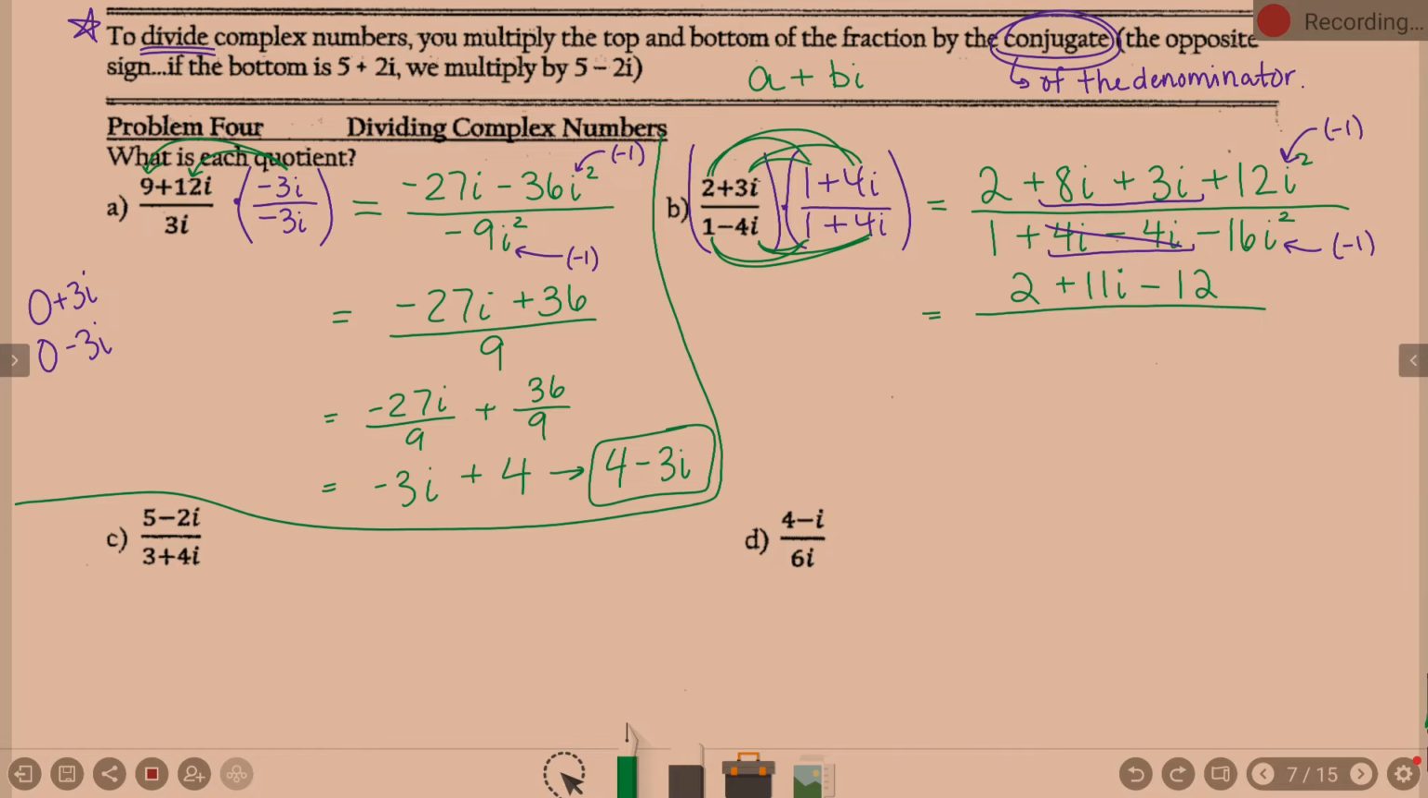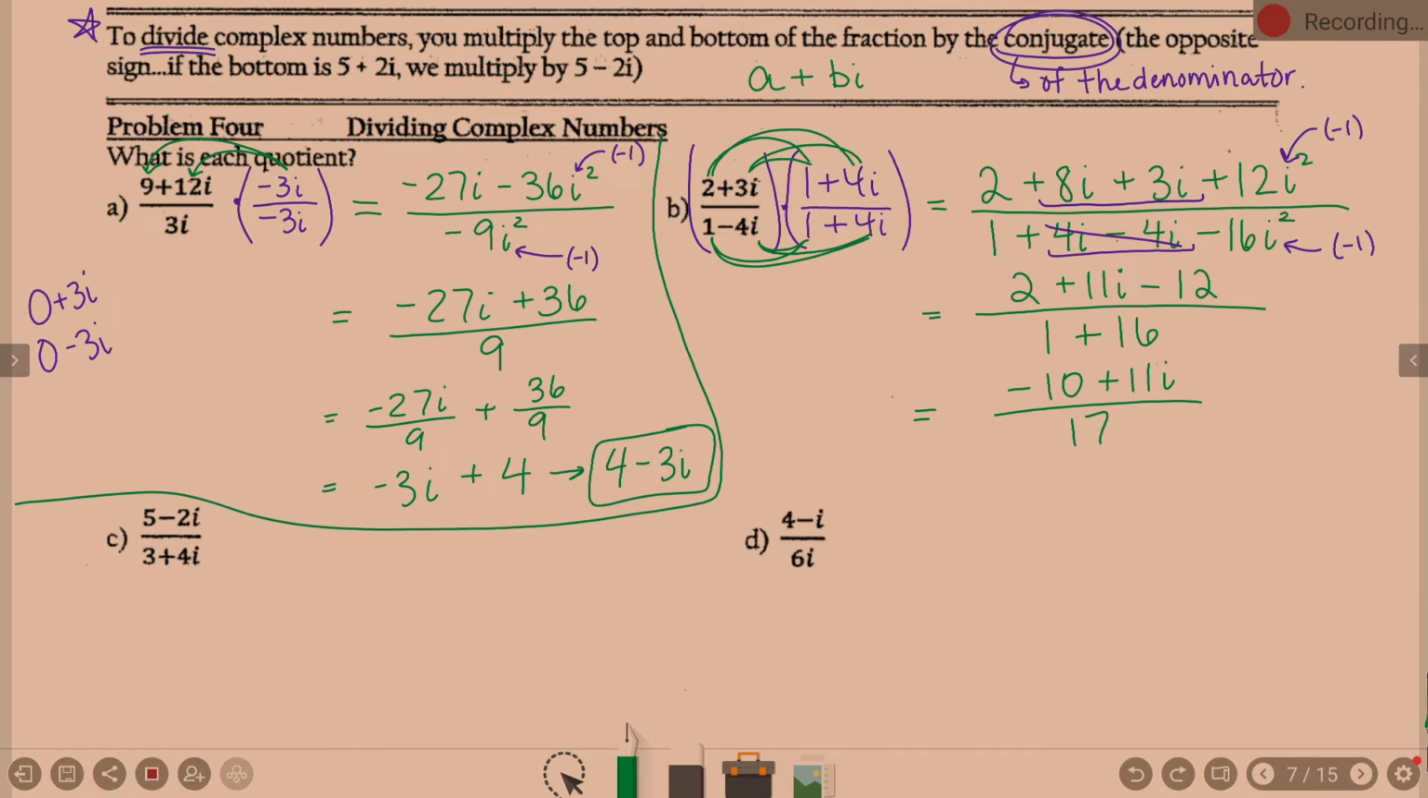Denominator, we still have a 1. 4 i's cancel. Minus 16i squared is going to become plus 16. And if you don't like my baby steps, just jump ahead of me. Okay, clean it up again. On top, 2 and minus 12 is negative 10 plus 11i over 17.